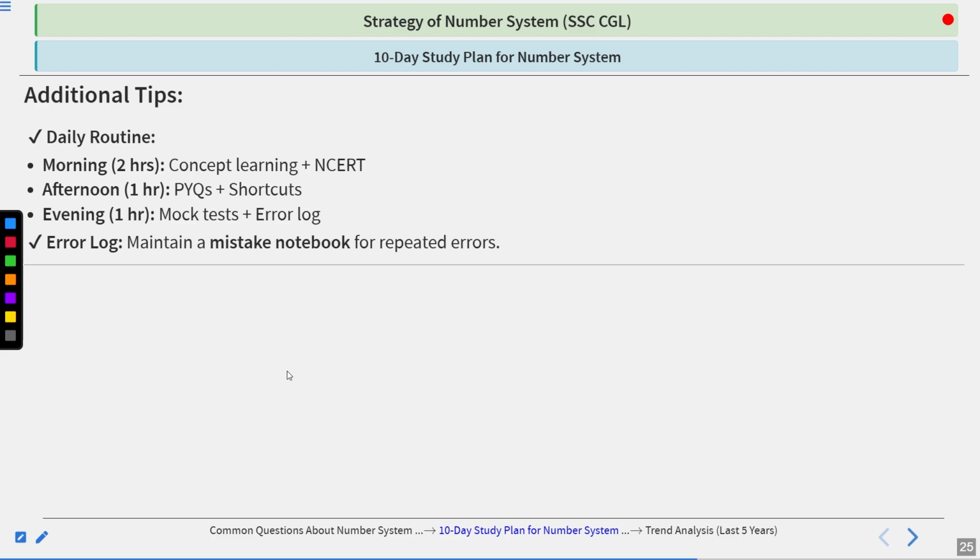And what should be in the error log? Maintain a mistake notebook for repeated errors. For that, you can try to understand why you are making errors many times in the same type of question, try to understand the problem, and remove your errors in solving the questions.